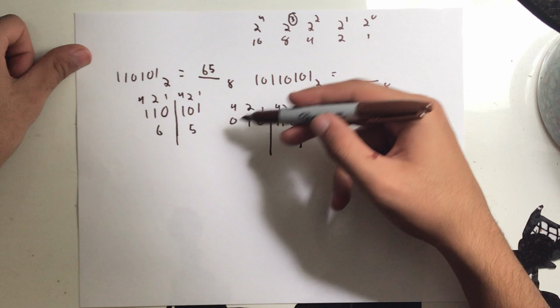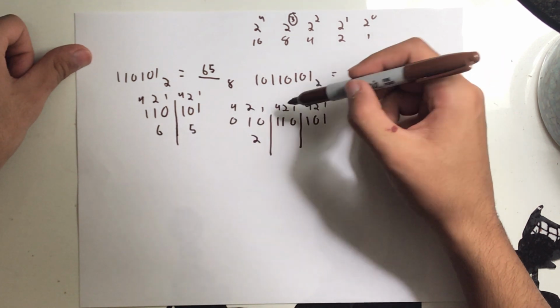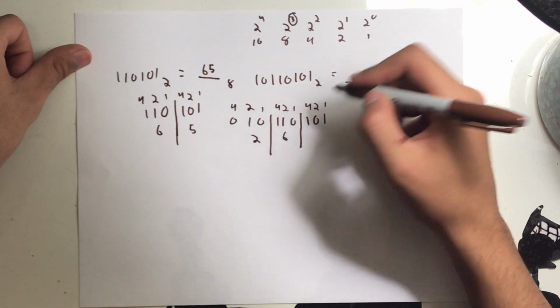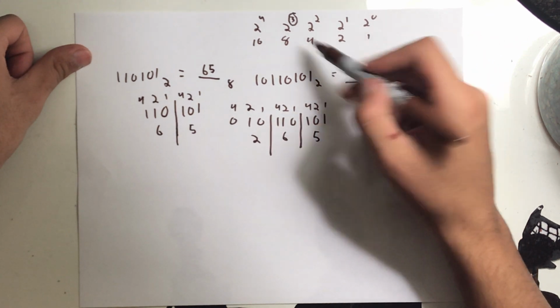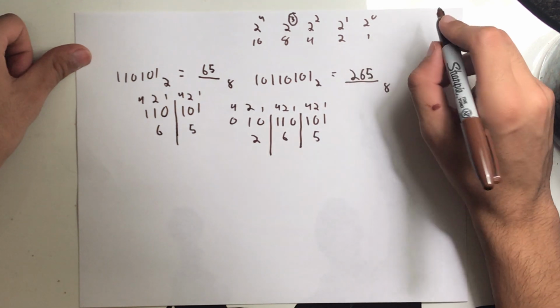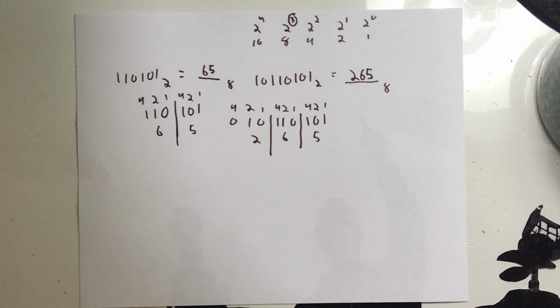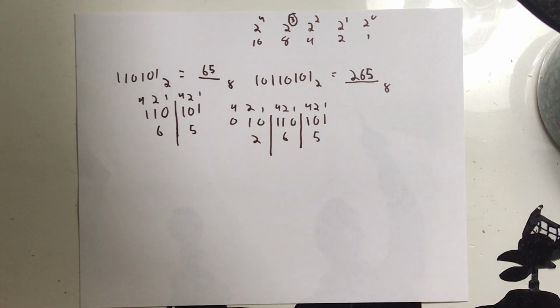And now we just add the numbers. So we get a 2 here, 6, and a 5. So our answer is going to be 265 in base 8. And you can check this if you want, if you go to base 10, but just believe me. Okay, now what if you want to convert from base 8 to base 2?